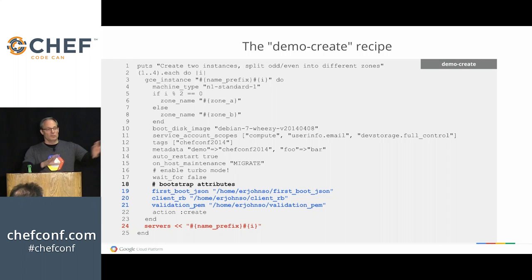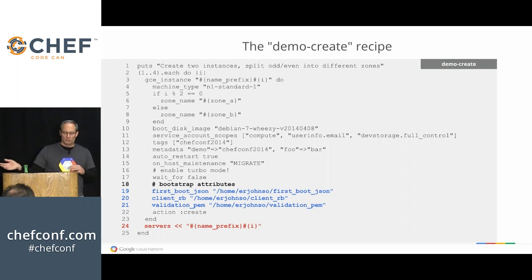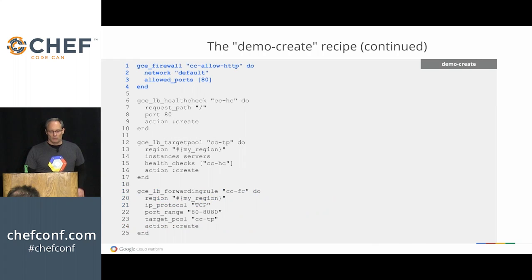So this is actually what's happening right now behind the scenes when I fired off that command. And then I'm taking all of the names on line 24 and collecting them into a servers array. So the rest of the recipe, this is all one recipe, even though I reordered the numbering here. So GCE firewall, I'm creating a firewall that lets port 80 traffic in.